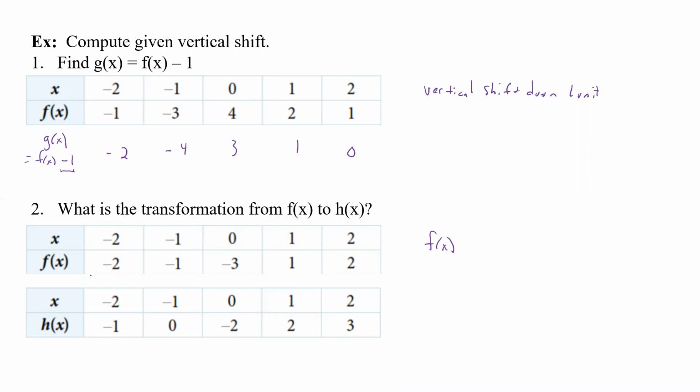And so we just have to look at the f of x versus h of x. So what did we do to go from a -2 to a -1, or from 2 to 3? Well, if you look at that, we're just adding 1 unit to each f of x value. So this is really just going to become f of x plus 1 is equal to our h of x. And since this is plus 1, we're going to have a vertical shift up 1 unit. Okay, so we're shifting all of our outputs up by 1. And that's how we can do that vertically, or table-wise.